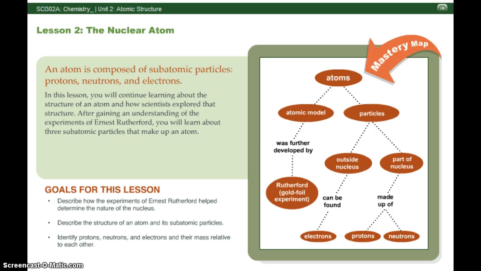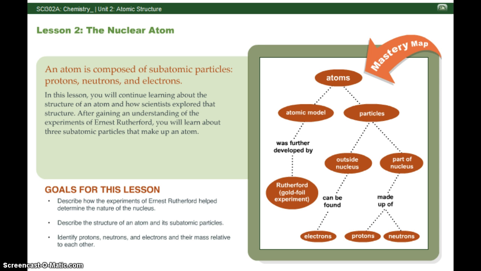An atom is composed of subatomic particles: protons, neutrons, and electrons. In this lesson you will continue learning about the structure of an atom and how scientists explored that structure. After gaining an understanding of the experiments of Ernest Rutherford, you will learn about three subatomic particles that make up an atom. Goals for this lesson: describe how the experiments of Ernest Rutherford helped determine the nature of the nucleus.